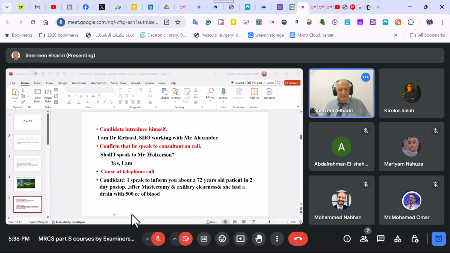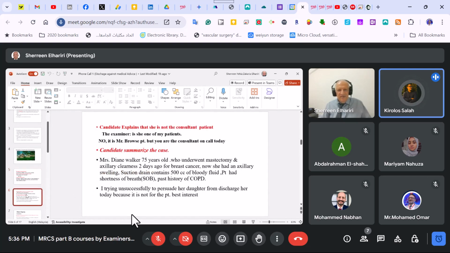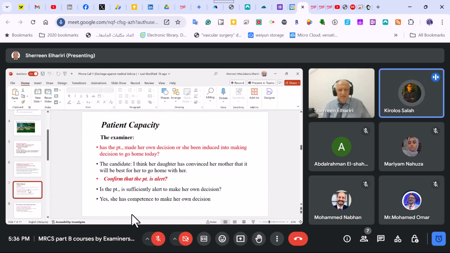After that, okay, good. What else do you need to tell me? This patient developed after mastectomy and axillary clearance a seroma, 500 milliliters in the drain. Okay, what is seroma?